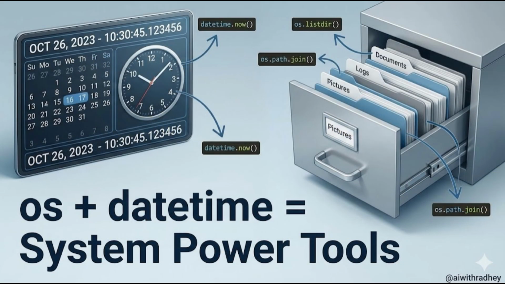OS and datetime. Next, we have the utility modules. OS lets your Python code talk to your computer, creating folders, listing files, and navigating paths. Datetime gives you timestamps, which are essential for logging, automation, and scheduling tasks. You'll find yourself using these constantly in real-world projects.